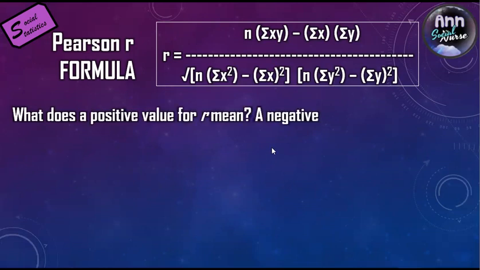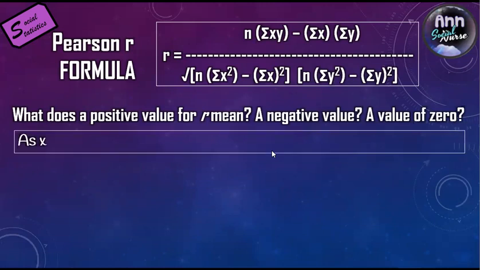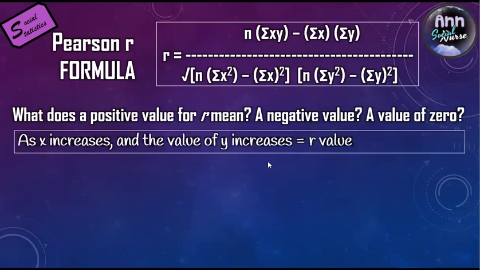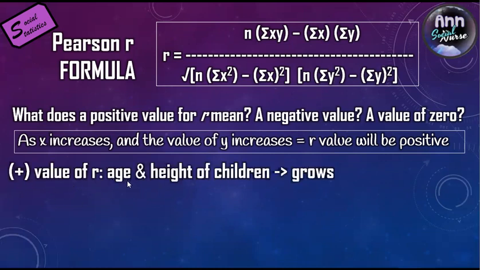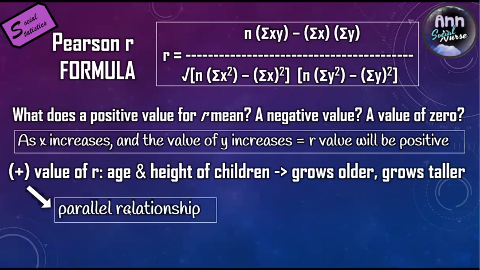What does a positive value for r mean? A negative value? A value of 0? As x increases and the value of y increases, the r value will be positive. For example, age and height of children. As a child grows older, the height will also be taller. So that is a positive or parallel relationship. Both will go up. It's still a positive parallel relationship even if both go down, as long as the two variables have the same direction.